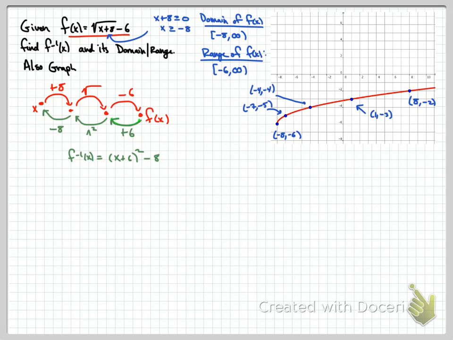Well, we already know what its domain and range should be because we did that for our original. So we can go ahead and confidently say that the range of our inverse is going to be exactly the same as the domain of the original f of x. And the domain of this inverse will be the exact same as the range of our original function, which is -6 to infinity.